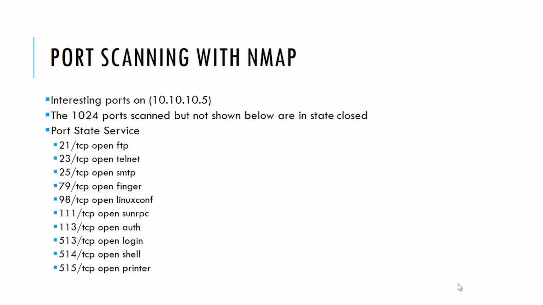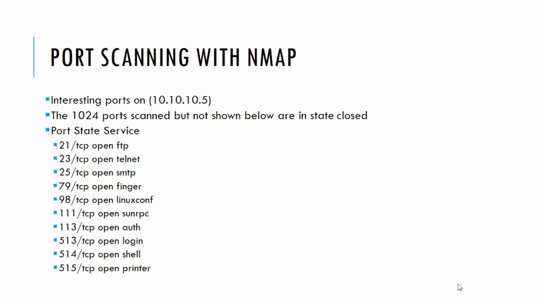Let's see what this output tells us. It says that it has scanned the machine having the IP address 10.10.10.5. It scanned the ports that are less than 1024 and checked their state, either closed or open. We can see this machine is very vulnerable.